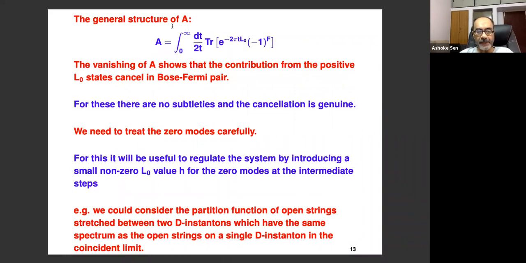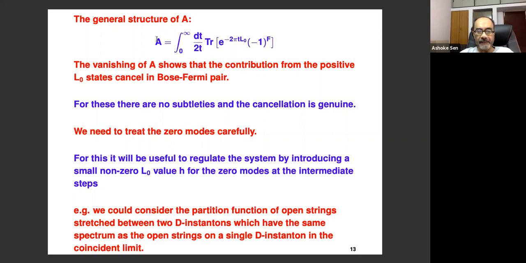So this is what we expect of the general structure of A, that it should be like the trace of e to the minus 2 pi t L0. T is basically, if you take the annulus width to be pi, the circumference of the annulus. And this is weighted by minus 1 to the F. So you count plus 1 for bosons, that means 1 for the NS sector, and minus 1 for the Ramond sector.